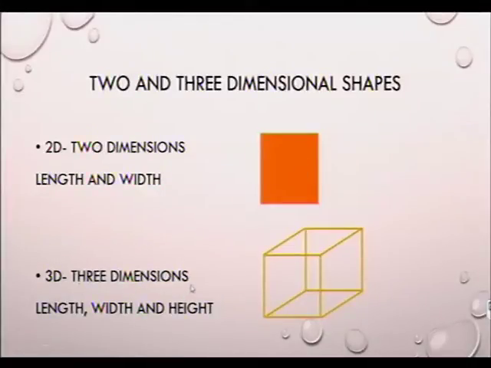A 3-dimensional shape is a shape with 3 dimensions, which involves length, width, and height. Those are cubes, like a dice, the dice that we play games with. That is a cube. It is a 3-dimensional shape because it has length, width, and height.